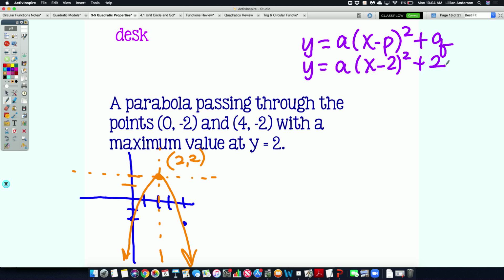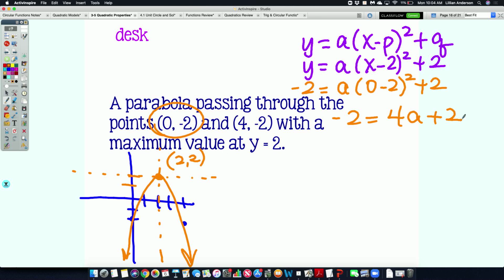Now to find a, I just need one more point. To be honest, either point will get me the solution. Which point do you want to use? The first one. Can't use the vertex, I've already used it. 0, -2. So I'm going to plug in -2 for y and 0 for x to find the value of a. 0 minus 2 is -2. What's -2 squared? 4. So I have 4a plus 2.